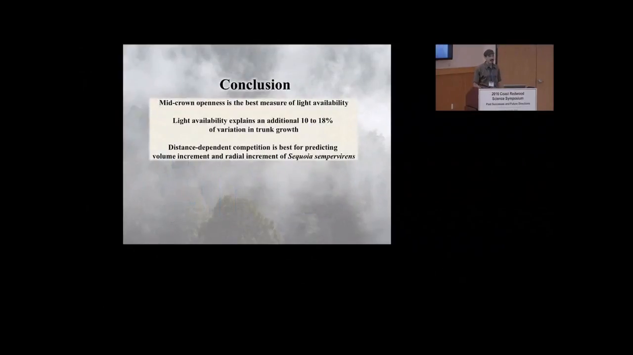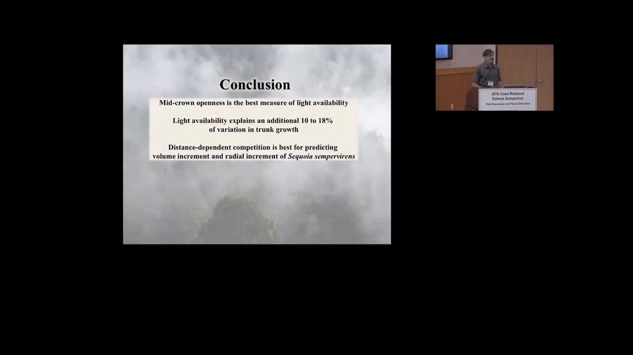So in conclusion, canopy openness averaged across the middle of the crown was our best light availability metric for predicting trunk growth. By quantifying tree size, above ground vigor, light availability, and trunk growth, we discovered that an additional 10 to 18% of the variation in trunk growth can be explained by light availability.